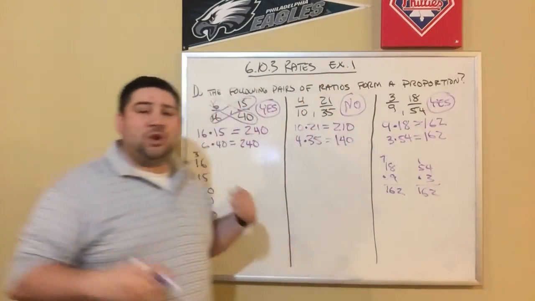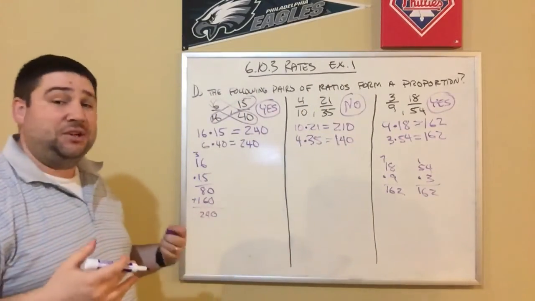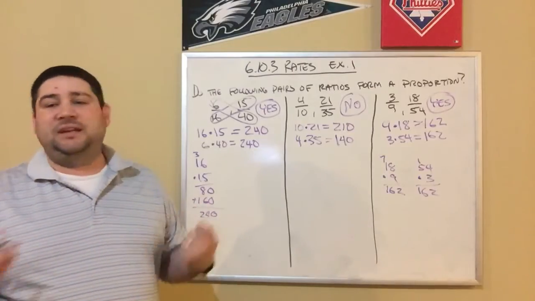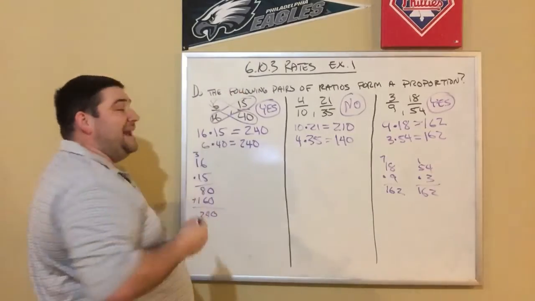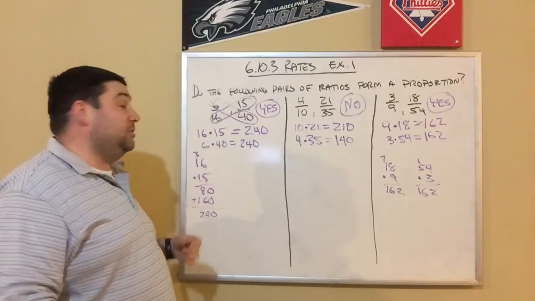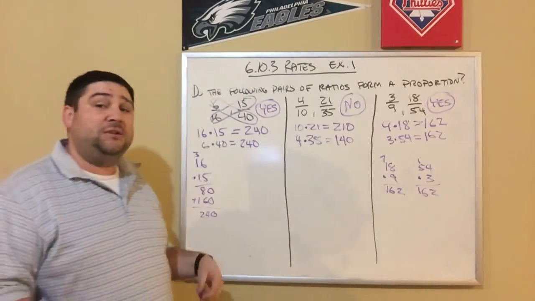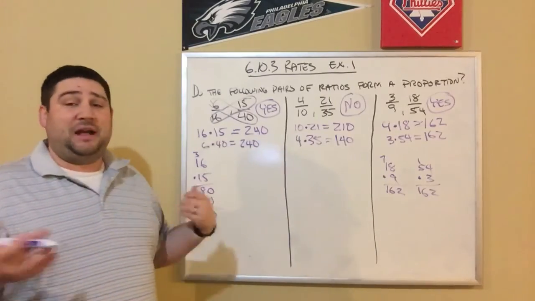So you can see, proving two fractions or two ratios that they're a proportion is really not that hard. You're just multiplying diagonally. You do each diagonal. If you get the same number, yes, they're a proportion. If you get a different number, no, they're not a proportion.